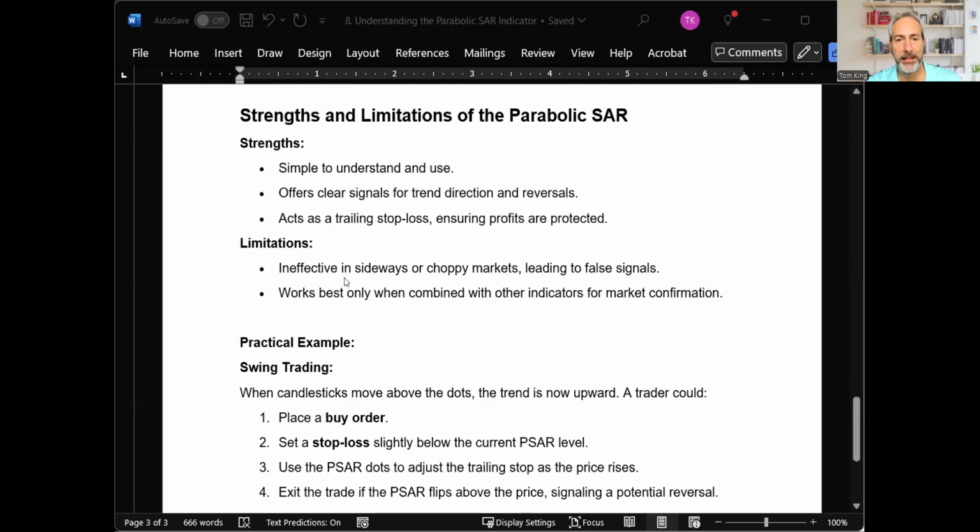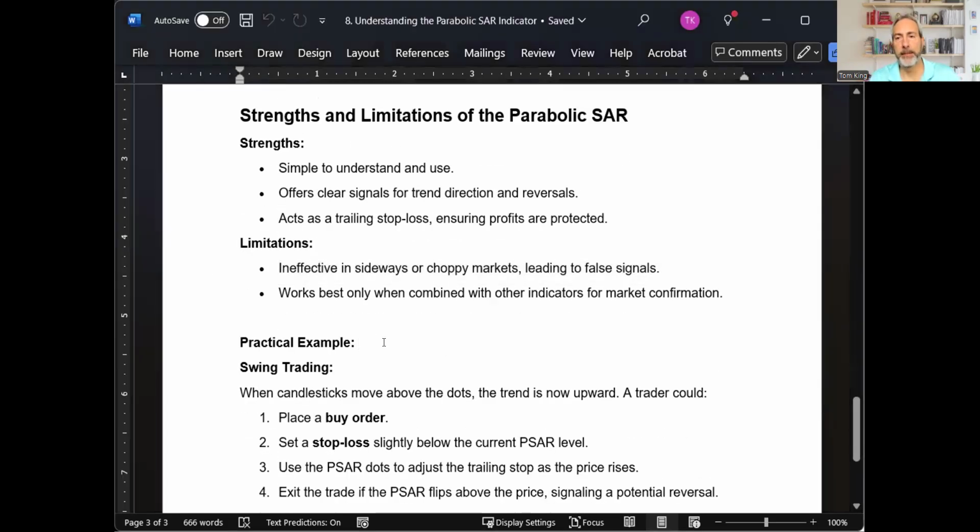And then again, it doesn't work well in a sideways or choppy market. And right now, we have a lot of that in some stocks. NVIDIA is one.